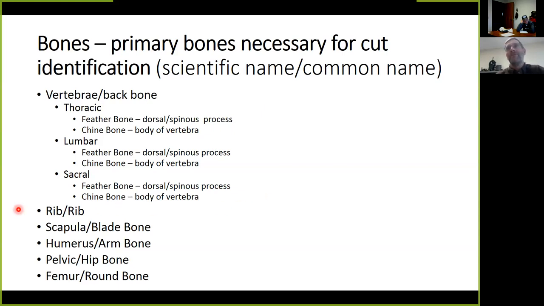Then we also have ribs, and I have here the scientific name followed by the common name. So the vertebrae, the common name would be the backbone. The rib, the common name is, this is a tough one, the rib. The scapula, or the blade bone. The humerus, or we call that the arm bone. And the pelvic bone, or the hip bone. And then the femur, or the round bone. So if you see these bones, and we'll work on identifying those in a little bit, then you know what part of the carcass that cut came from.